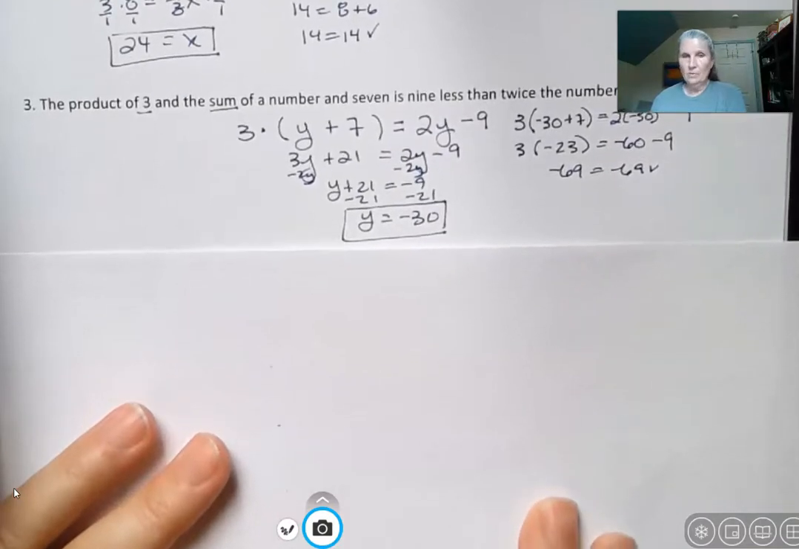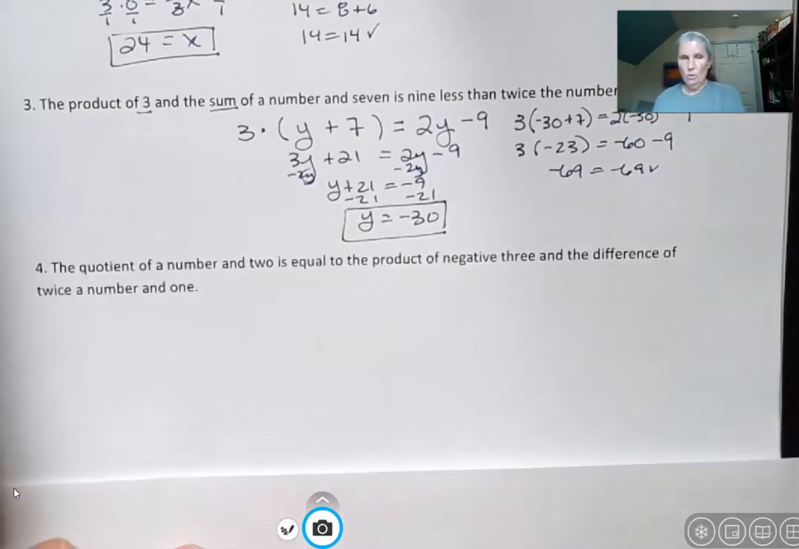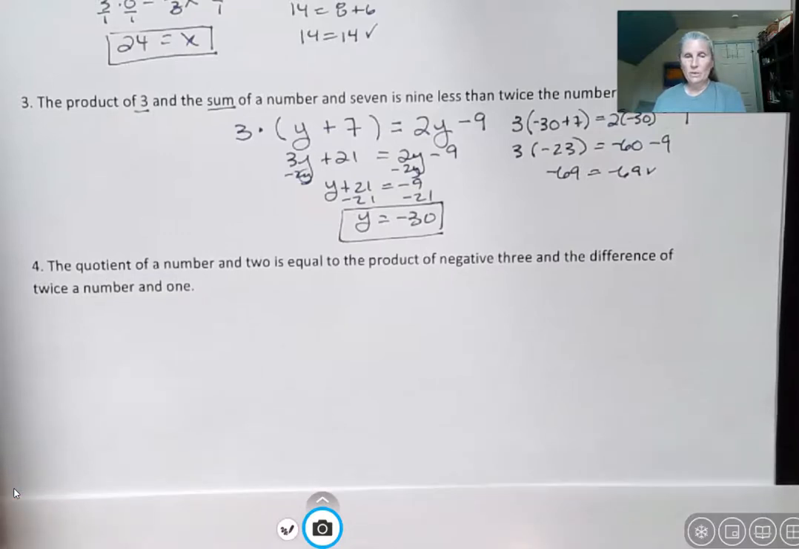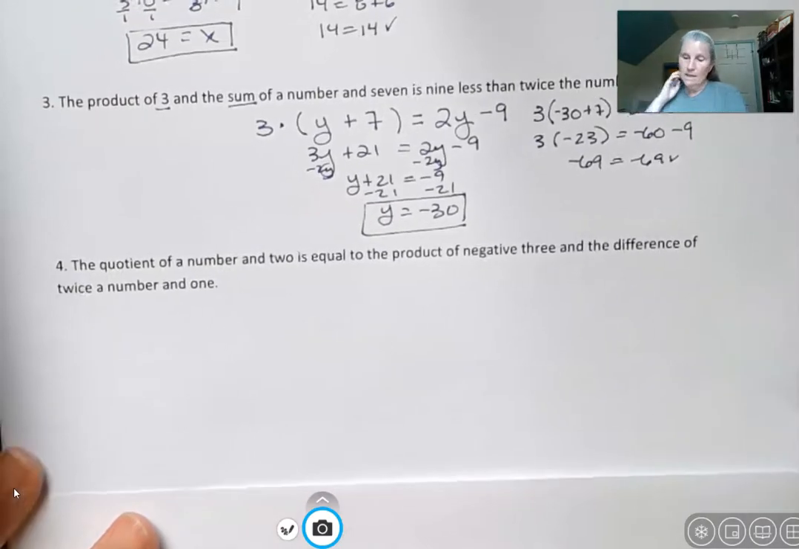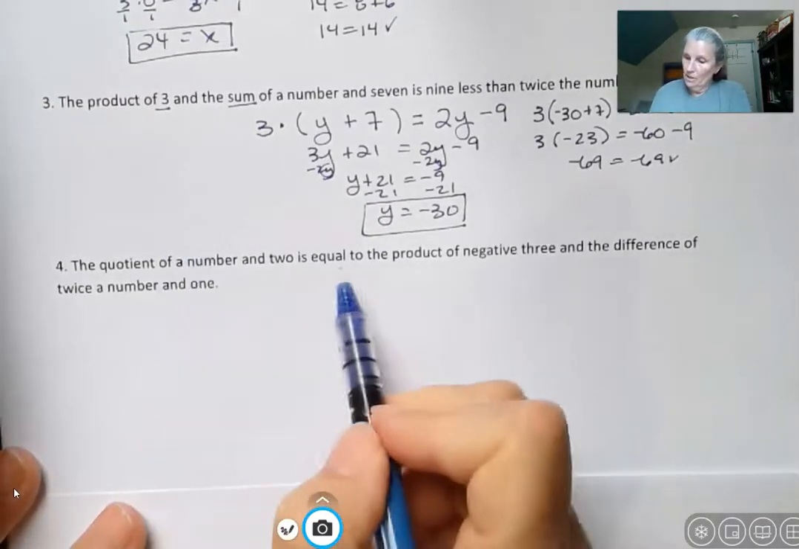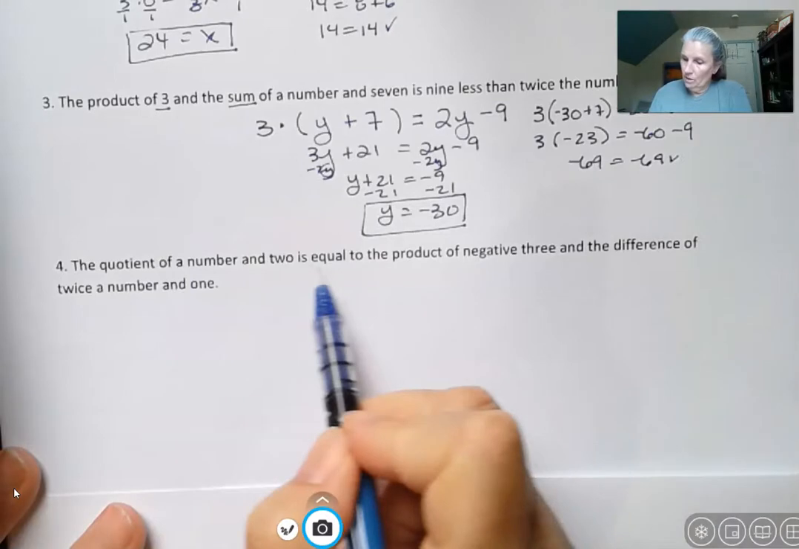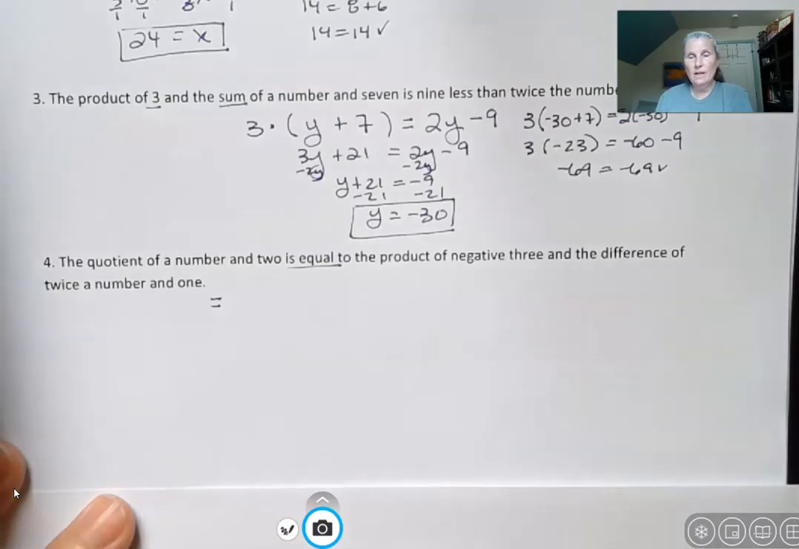And the last one on this video is: the quotient of a number and 2 is equal to the product of -3 and the difference of twice a number and 1. That is a handful there. So I'm going to look for the "is equal to." There's my equal sign. So I know everything left of that is on the left side and everything to the right of that is on the right side.